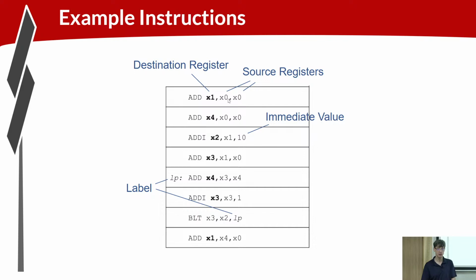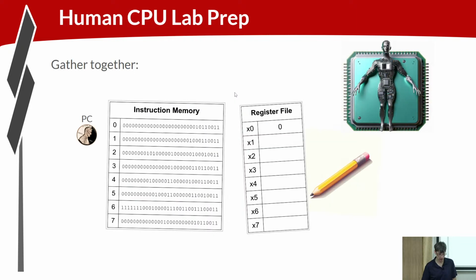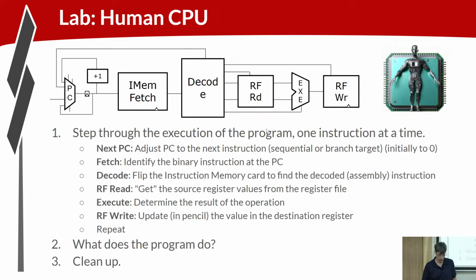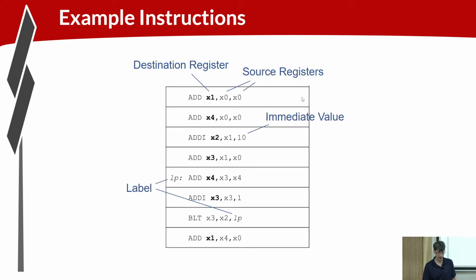The next thing we need to do is access the source register values. These two are the source register values, x0, x0. x0 has a value of 0, so I'm adding 0 plus 0. Next I'm going to execute the instruction. I'm going to perform 0 plus 0. That's going to result in 0. I'm going to write that 0 back to the register file into the destination register x1. So just write 0 into the register file x1.